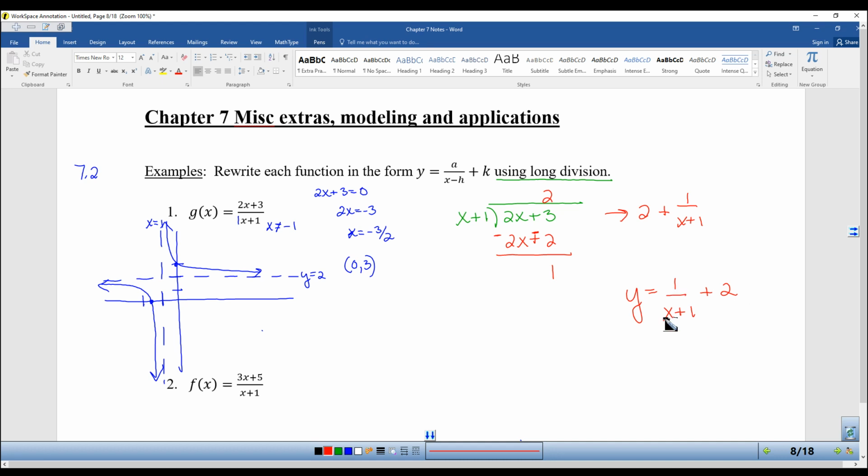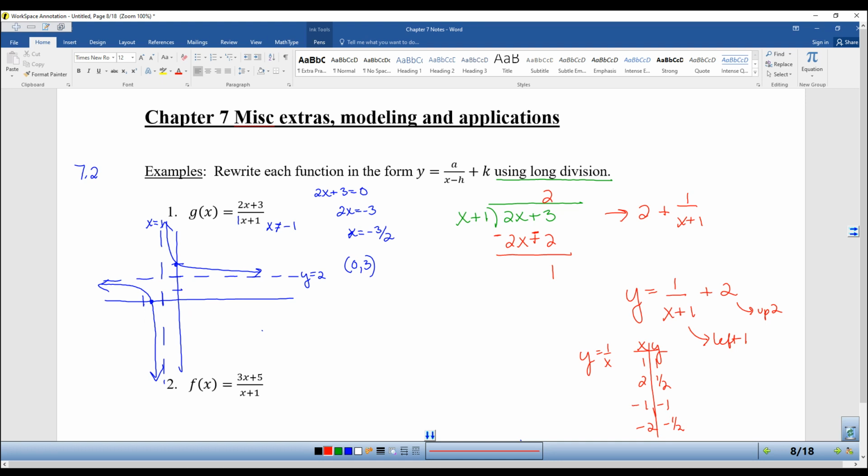This is a basic hyperbolic function, which means you could just do easy points for y is equal to 1 over x. So you have 1, 1, 2, 1/2, -1, -1, -2, -1/2. Nice, easy points. And all you have to do is move it to the left 1 and up 2, which is how you do so many of your other graphs. So that's what ours is, up 2 and left 1.